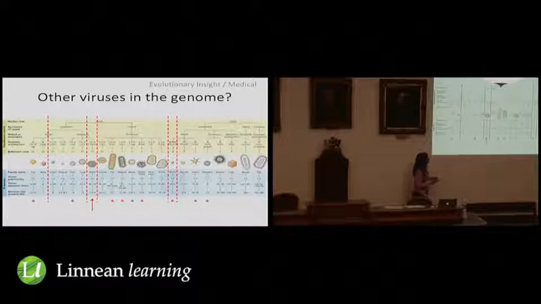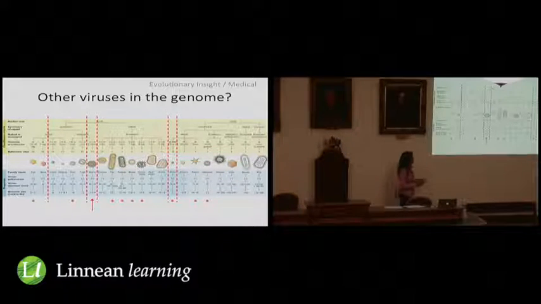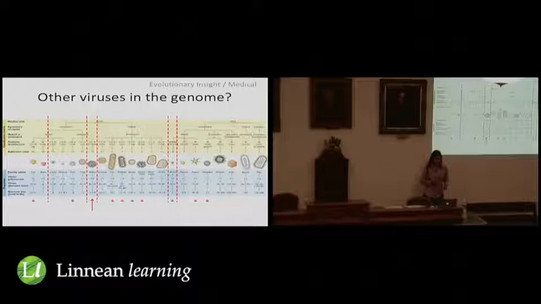These lines basically split this table up into the main groups of families, and we can see that there are representatives from every family within the genome of some species. They're present all over the place.